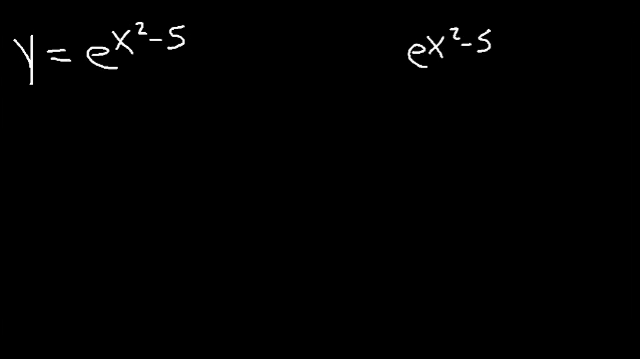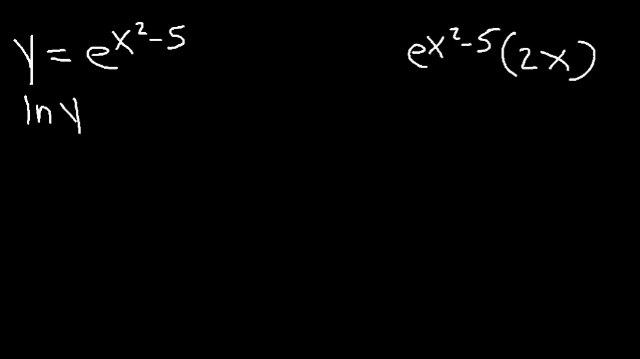So let's try another example. Let's say we have the function e raised to the x squared minus 5. So we know the answer is going to be the same thing, e to the x squared minus 5 times the derivative of x squared minus 5, which is 2x. But let's use logarithmic differentiation to get that answer.